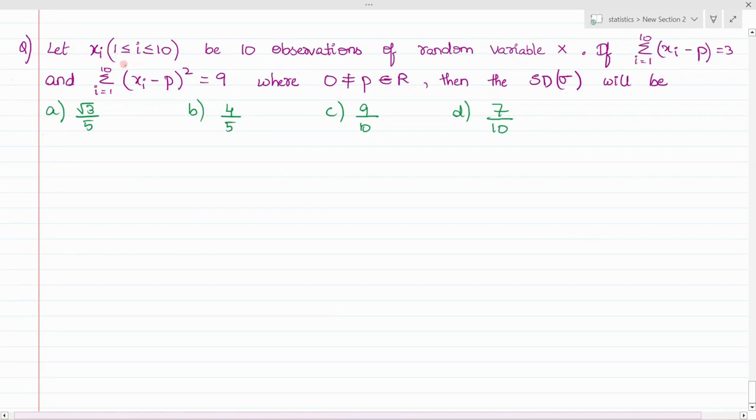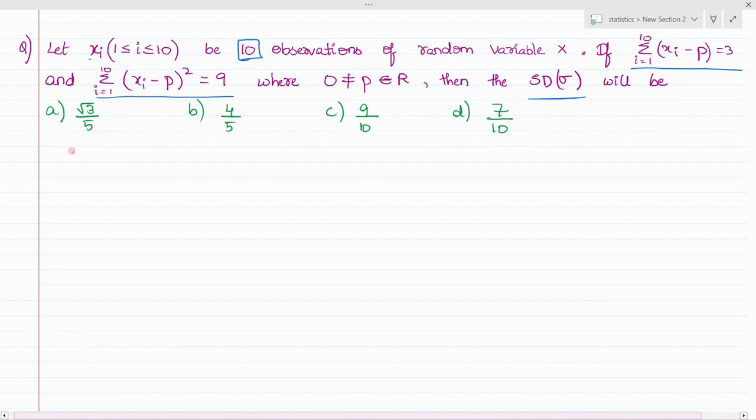Here, in this question, it is given there are 10 observations with the data points xi, where i ranges from 1 to 10. These values are given to you and we need to find the standard deviation of the data.